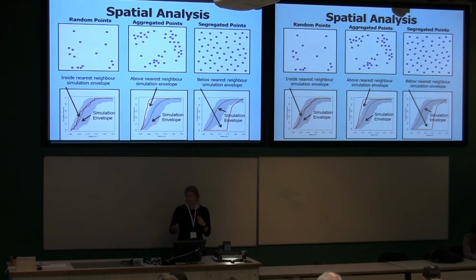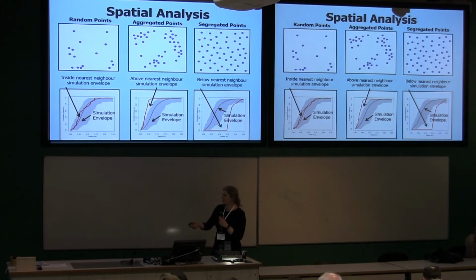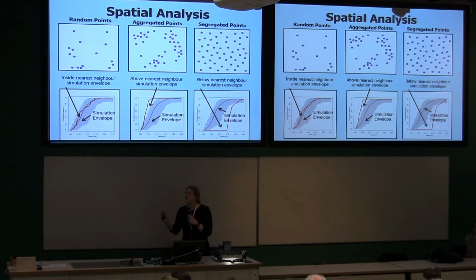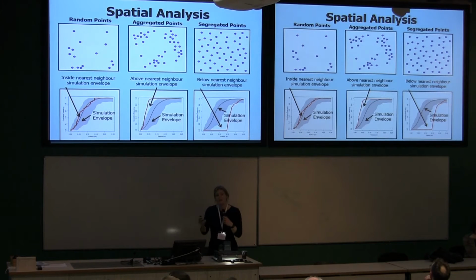So with spatial analysis, we have three basic cases. We have randomly distributed points, aggregated or segregated points. And random points, in this case fossils, occur when there aren't any biological or ecological processes that are impacting the organisms. Aggregated is closer together and segregated is spaced out.